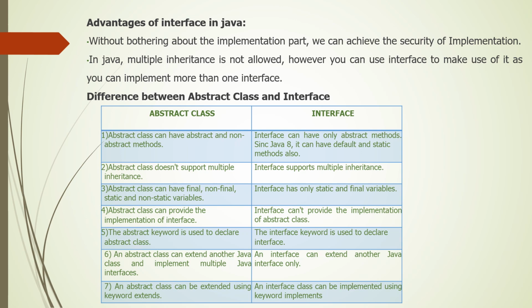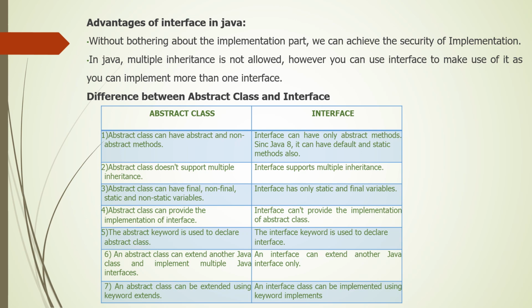Difference between abstract class and interface. Abstract class can have abstract and non-abstract methods, but interface can only have abstract methods. In Java 8 onwards, we have a facility. We can create default and static methods also. An abstract class doesn't support multiple inheritance. Interface supports multiple inheritance. Abstract class can have final, non-final, static, non-static variables. Interface can have only static and final variables.